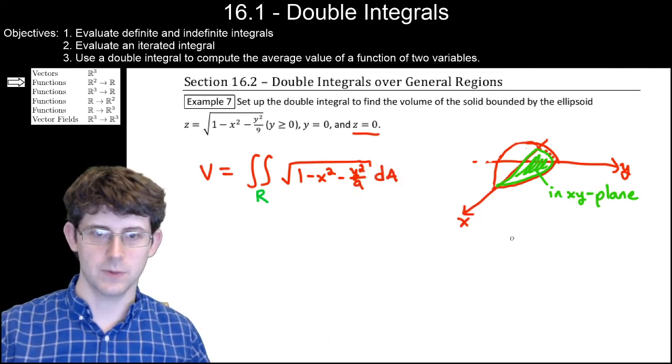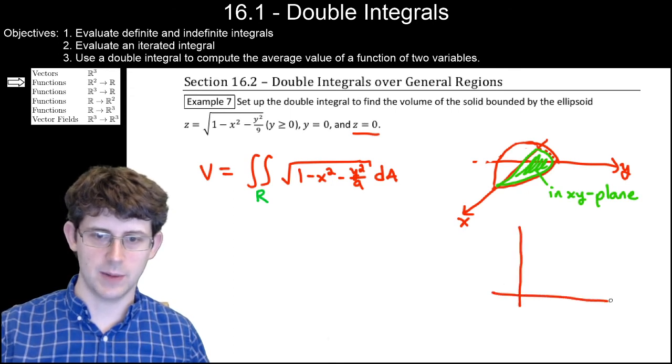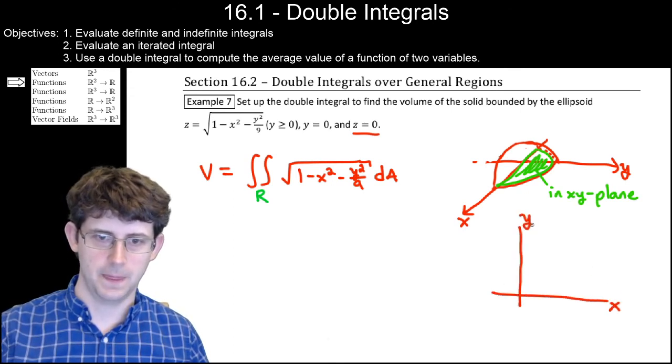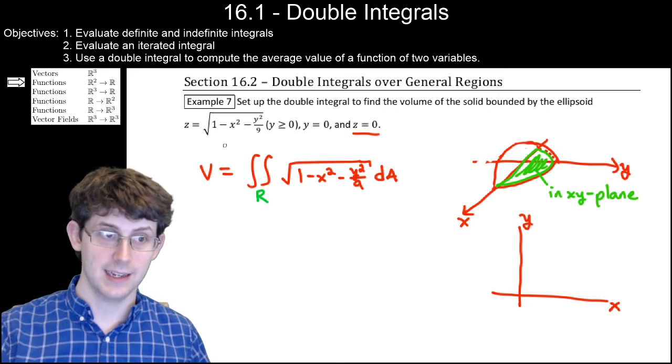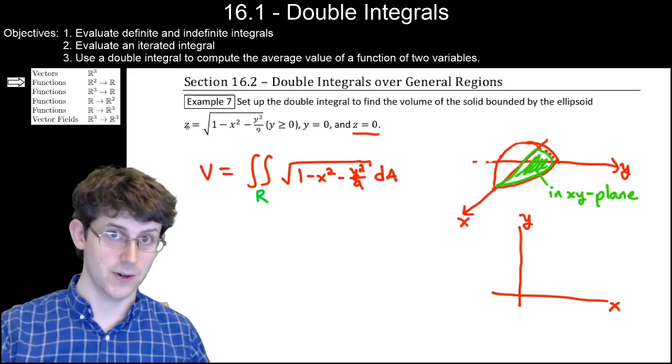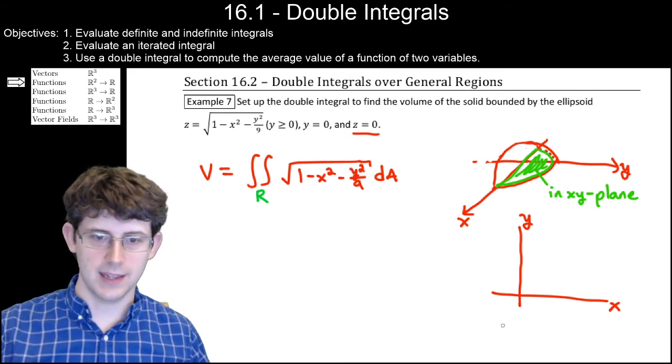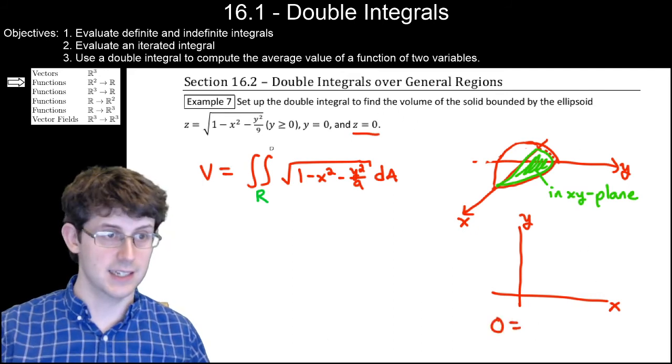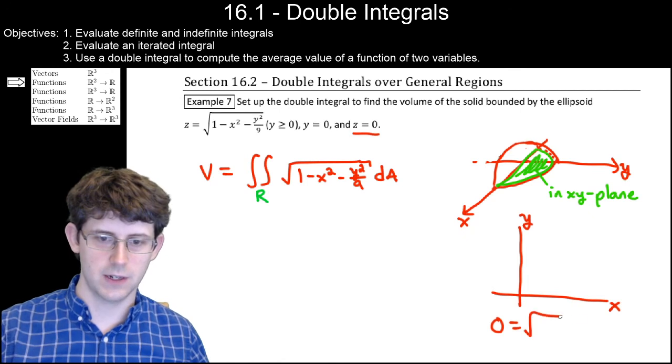So let's do that. We'll go down and look at just the xy plane. In the xy plane, this surface has z equals 0. So in the xy plane, we're interested in 0 equals this square root.